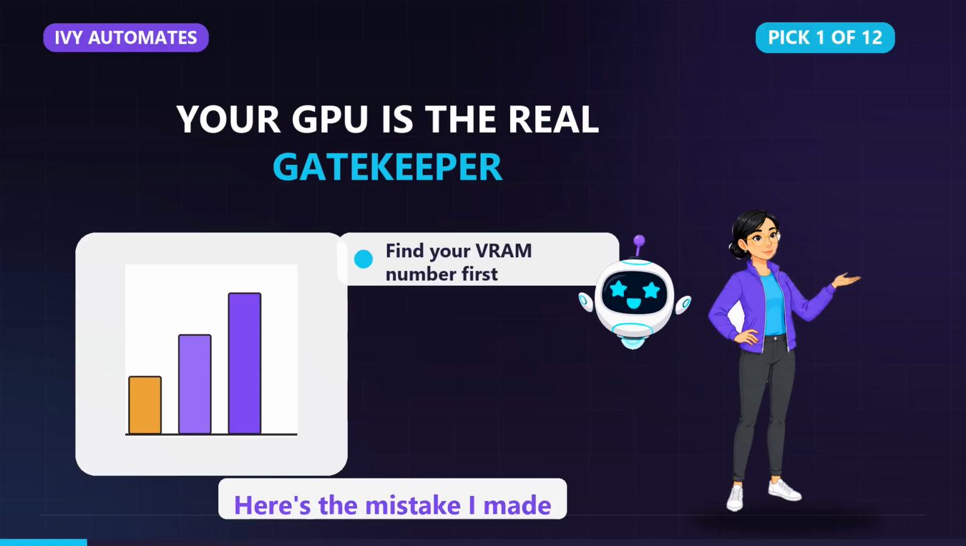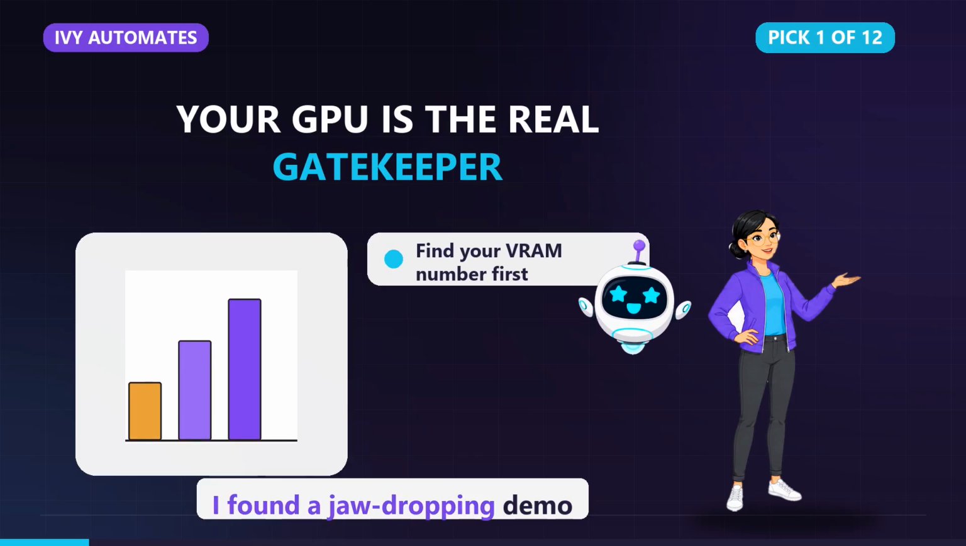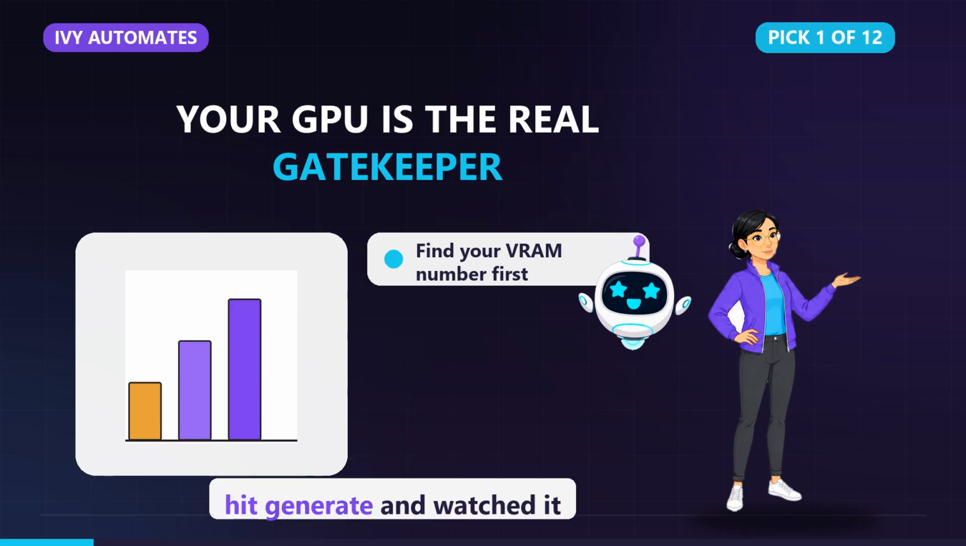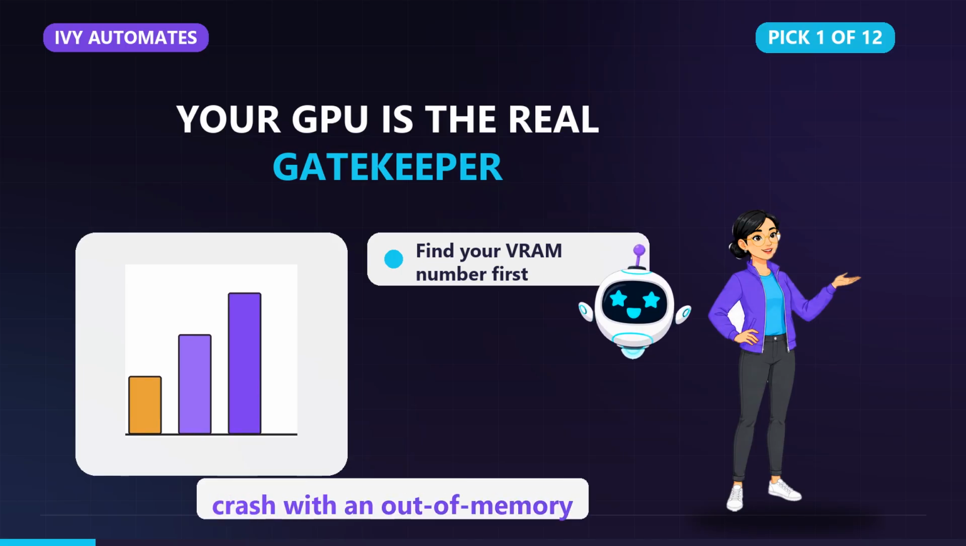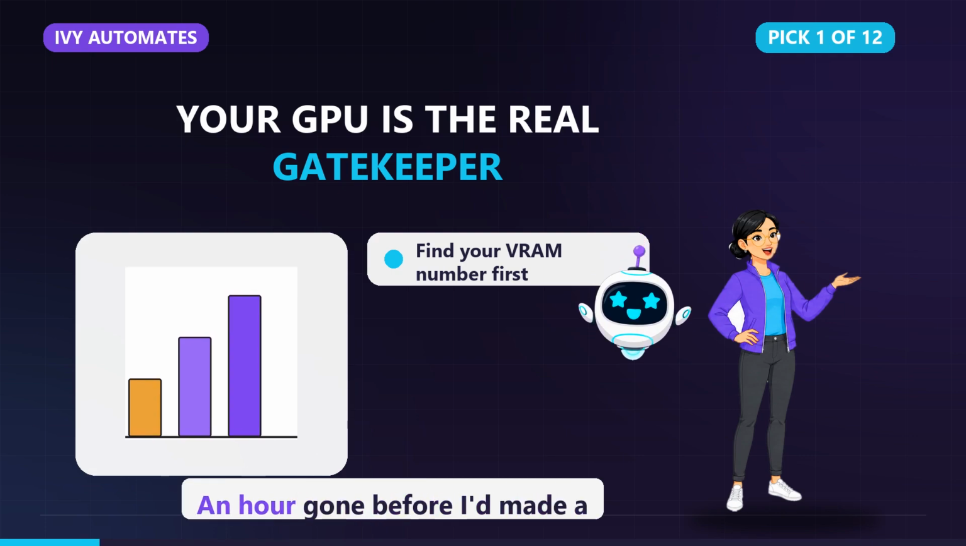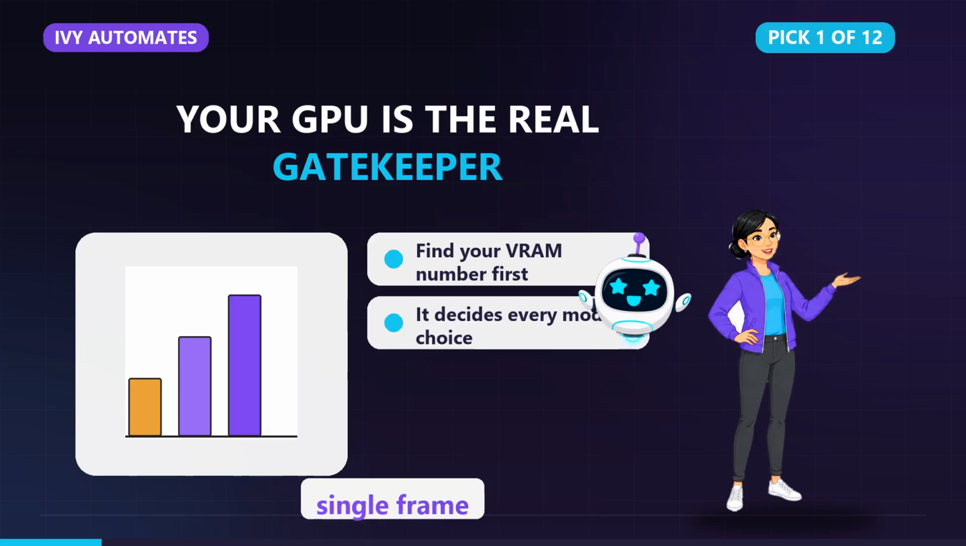Here's the mistake I made early on. I found a jaw-dropping demo, spent an evening installing everything, hit generate, and watched it crash with an out-of-memory error. The model needed more VRAM than my card had. An hour gone before I'd made a single frame.